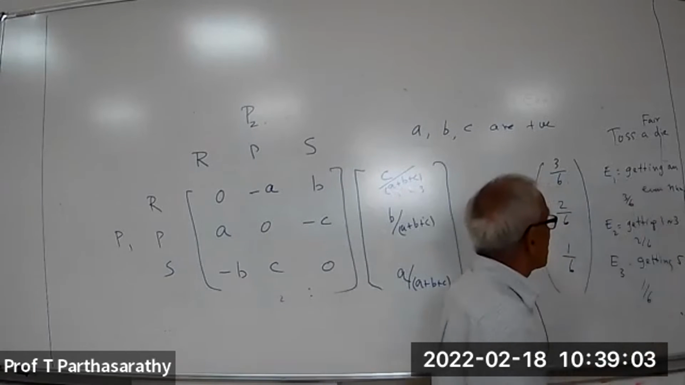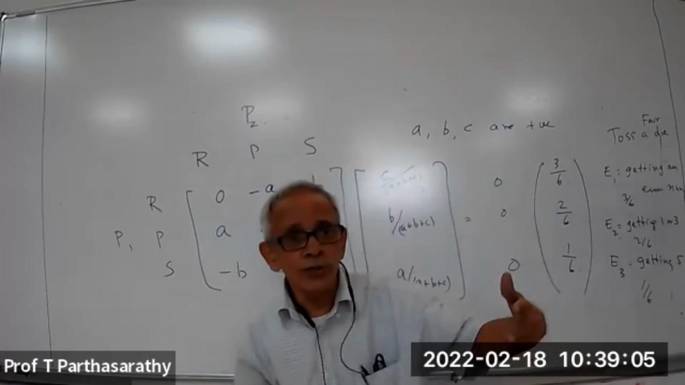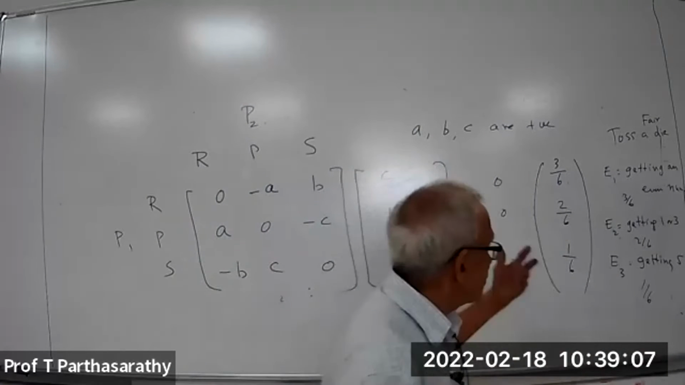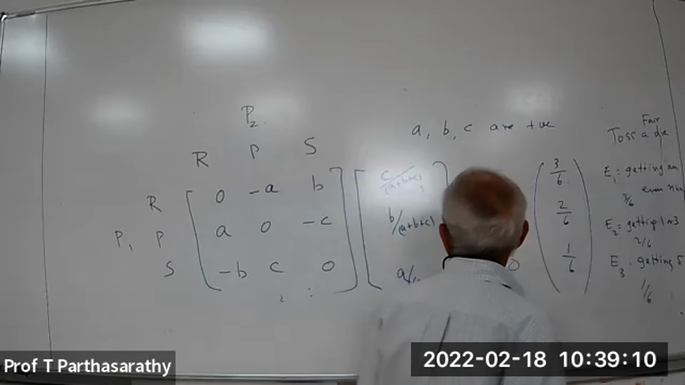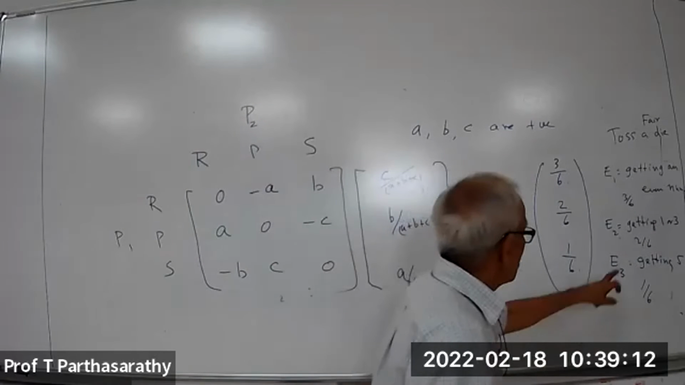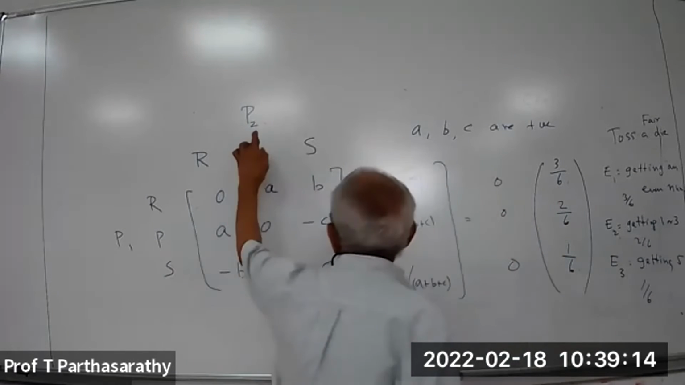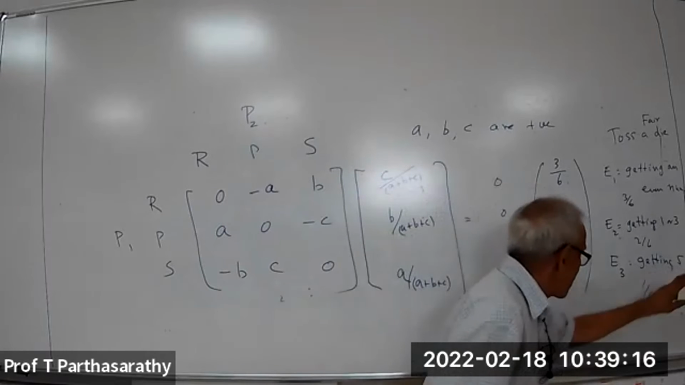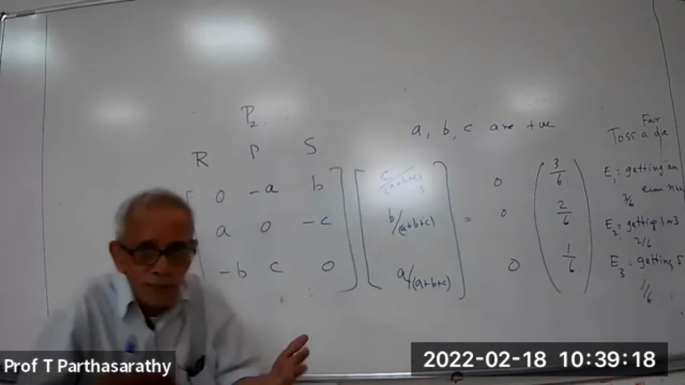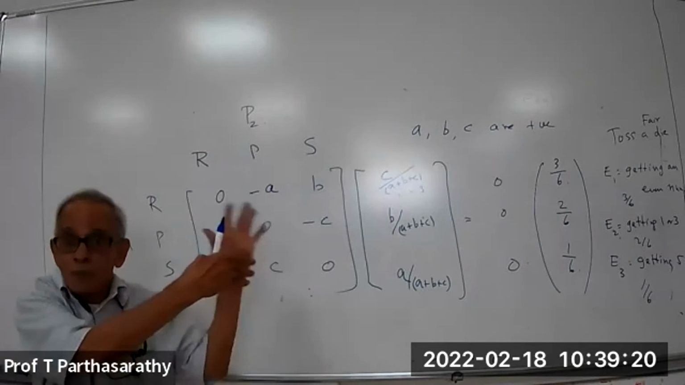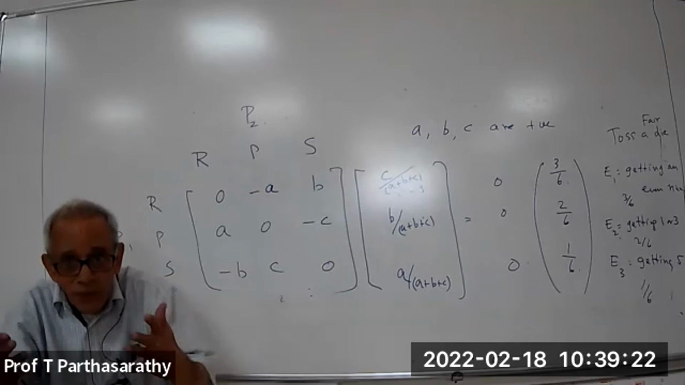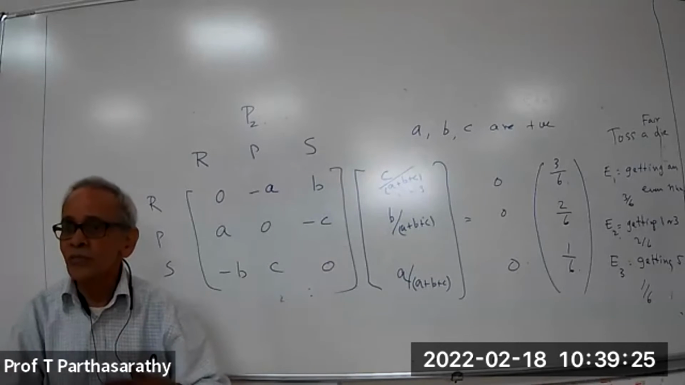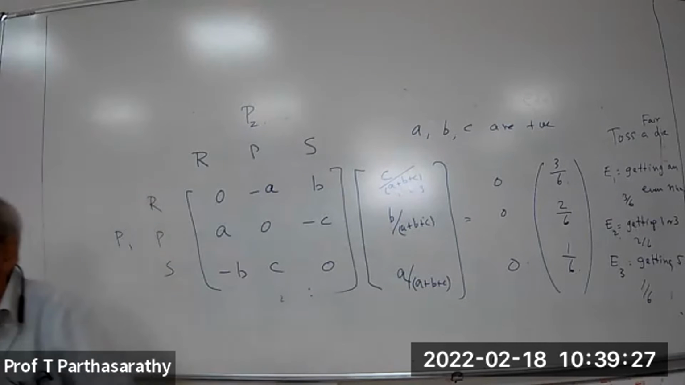So use this mechanism. Every time when you play the game, you toss a fair die. If it is an even number, then I will choose rock. If it is 1 or 3, I will choose paper. If you get 5, I will choose scissors. So the other fellow cannot guess. He knows that I will be using this kind of thing, otherwise he will punish you. So this is the mechanism by which you should play.